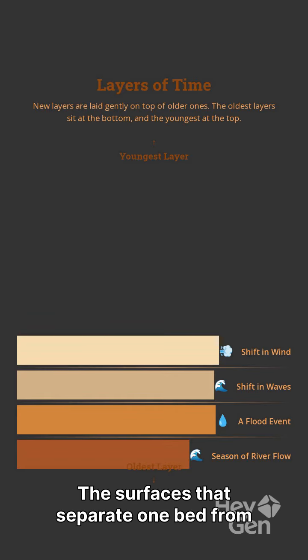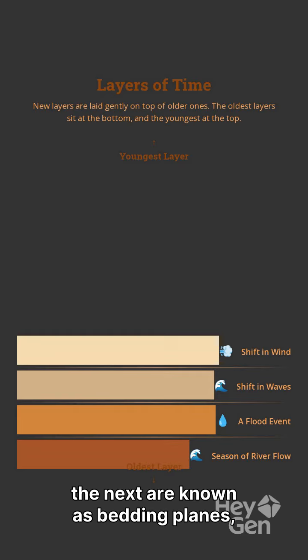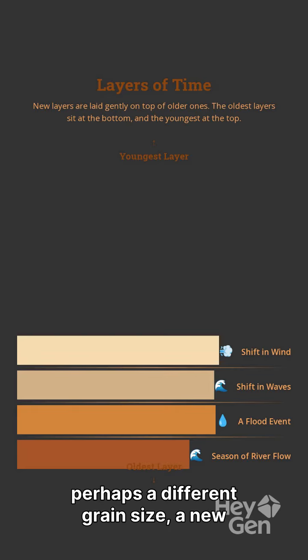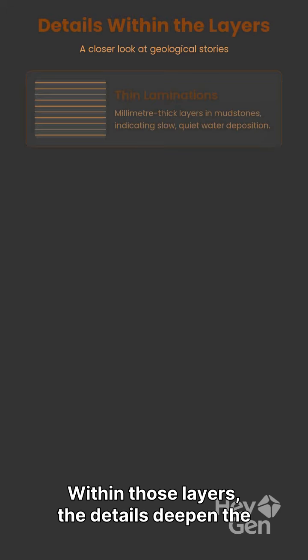The surfaces that separate one bed from the next are known as bedding planes, and they mark a change in conditions, perhaps a different grain size, a new sediment source, or even a pause in deposition. Within those layers, the details deepen the story.